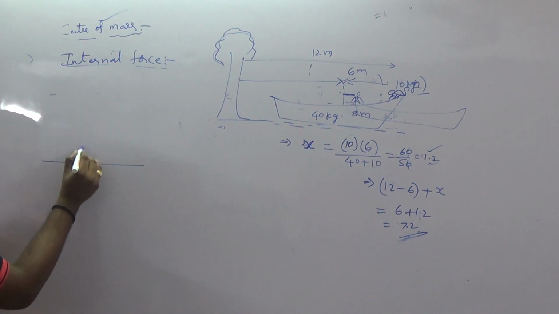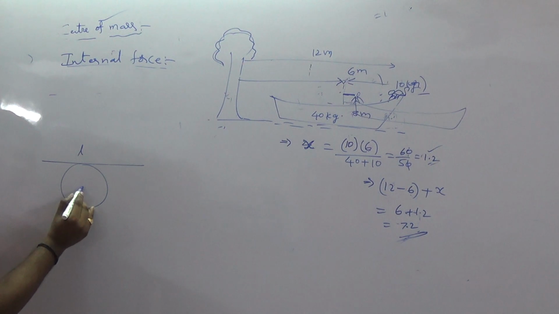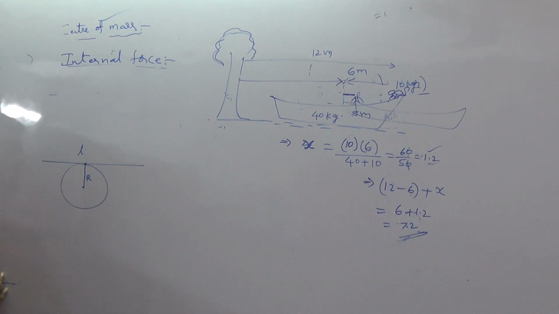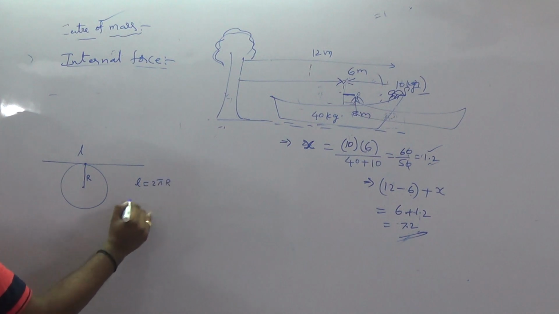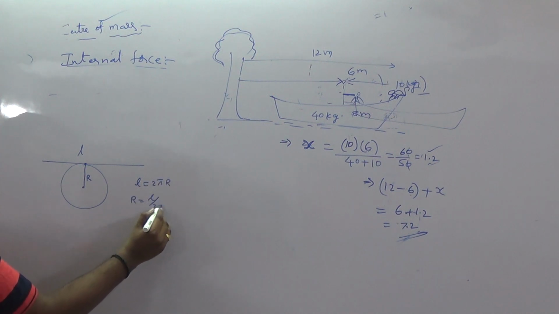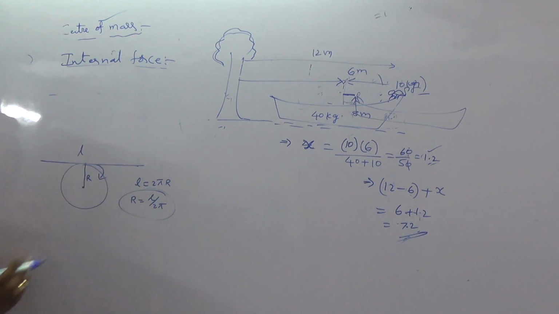A wire of length L is now bent into a circular shape. What is the shift in center of mass? When it is a circular shape, the center of mass is exactly at the center. So from this position, the shift in center of mass is nothing but R. Here we know L equals 2 pi R, so R equals L by 2 pi. That is the shift in center of mass when the straight wire is bent into a circular shape.